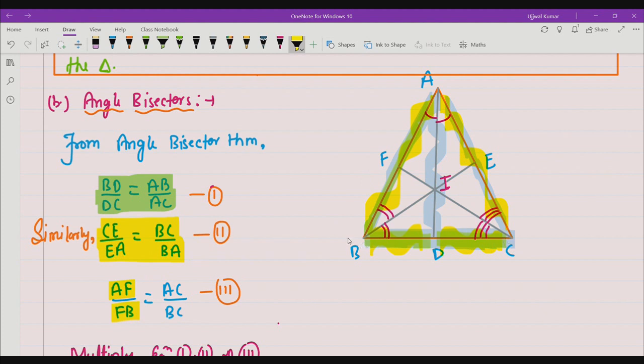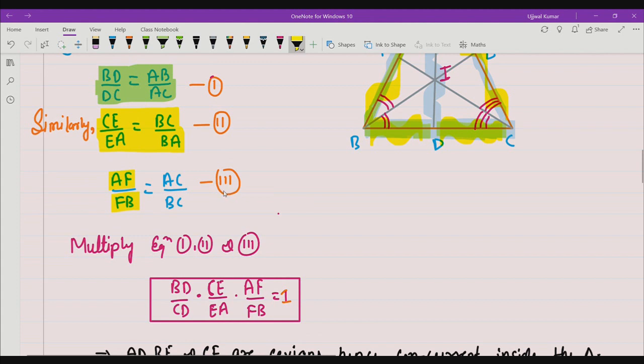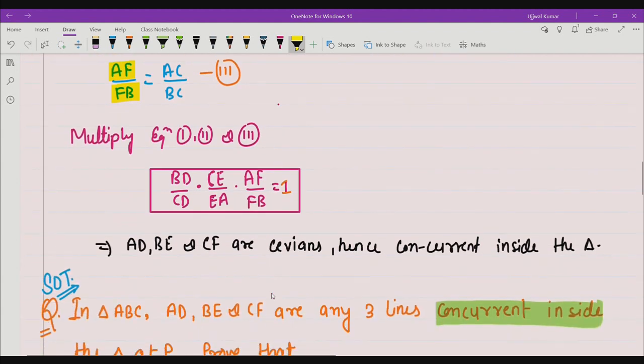Again, if we multiply all three equations, we get BD ratio CD, CE ratio EA and AF ratio FB equals 1, which again concludes the result of Ceva's theorem. So again, AD, BE and CF become Cevians and hence are concurrent inside the triangle.